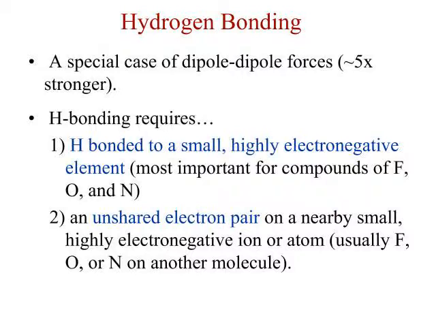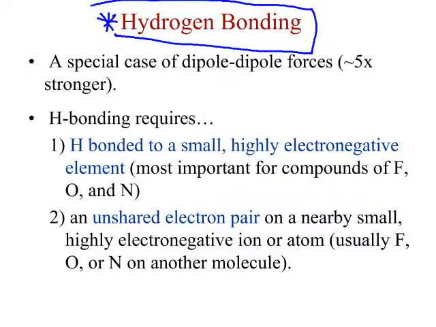A subset, a special case of dipole-dipole attraction, which is very important, is hydrogen bonding. The reason this is so important is because it is way, way, way, way, way stronger than the regular dipole-dipole attraction.